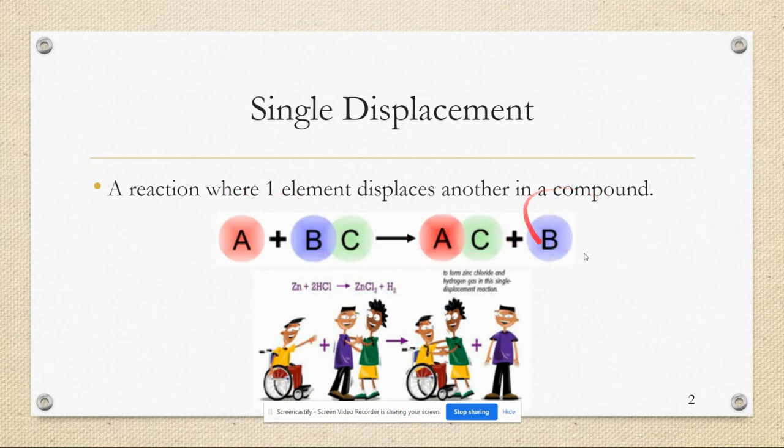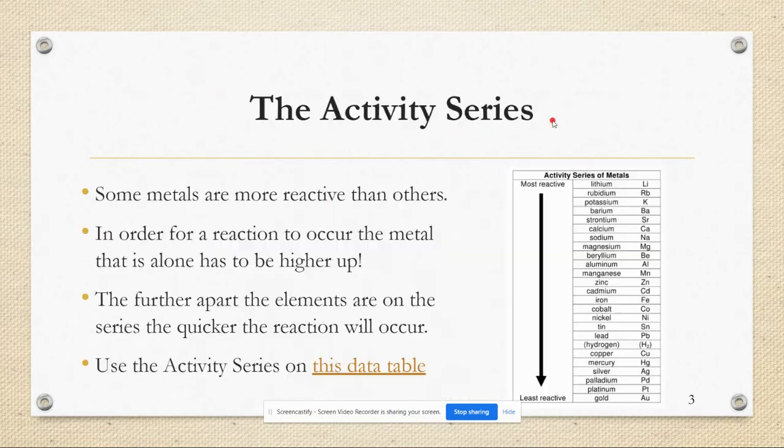So at the end of the day, we have a single lonely element here. As you can see here, we have zinc reacting with hydrochloric acid. The zinc is alone, it kicks the H out, and we have zinc chloride as a new compound, and then H2 as our single lonely element there at the end. So that's called a single displacement reaction.